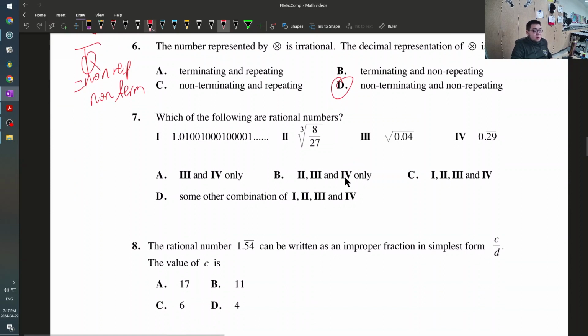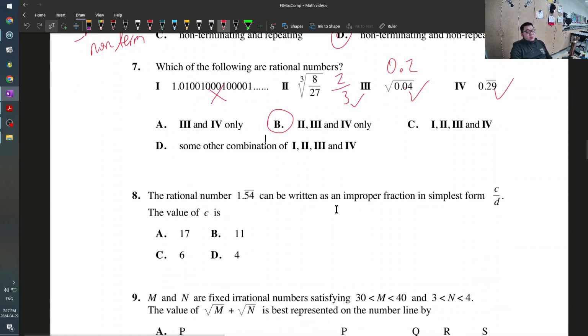7. Which one of these following are rational numbers? Rational numbers means it is either a fraction, or it repeats, or it terminates. So what is the square root of 0.04? It is 0.2. 0.29, this is repeating, so this is rational. Cube root of 8 over 27 is equal to 2 over 3, it is a rational number. This one might look like it repeats, but you have 0, 1, 0, 0, 1, 0, 0, 0, 1, so it doesn't really repeat. So this is not rational. So 2, 3, 4, right? It is B.